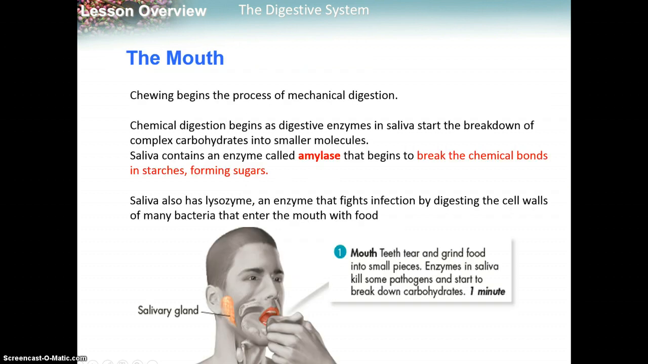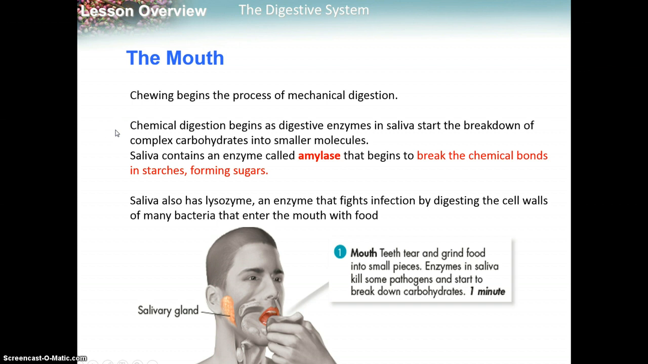When you first start the process of digestion, you're going to ingest food in your mouth. A bulk of mechanical digestion happens here by the actual chewing. Down here, teeth tear and grind food into small pieces. But you're also going to have chemical digestion start here.